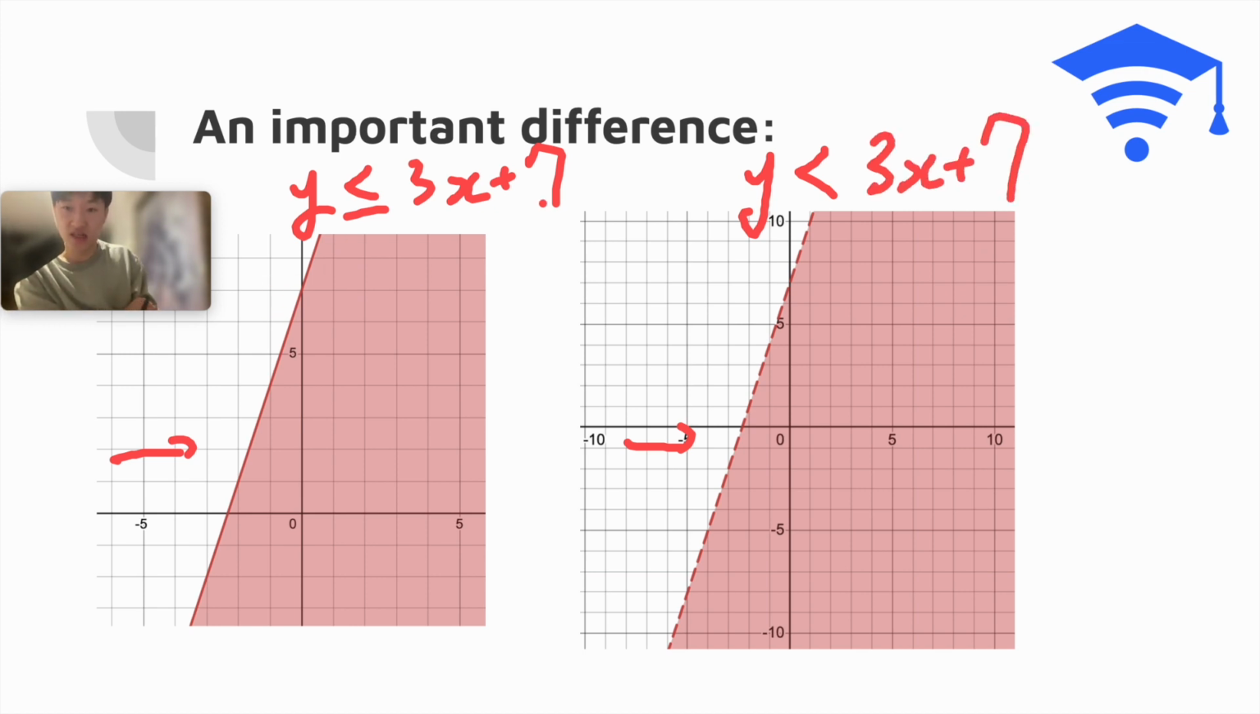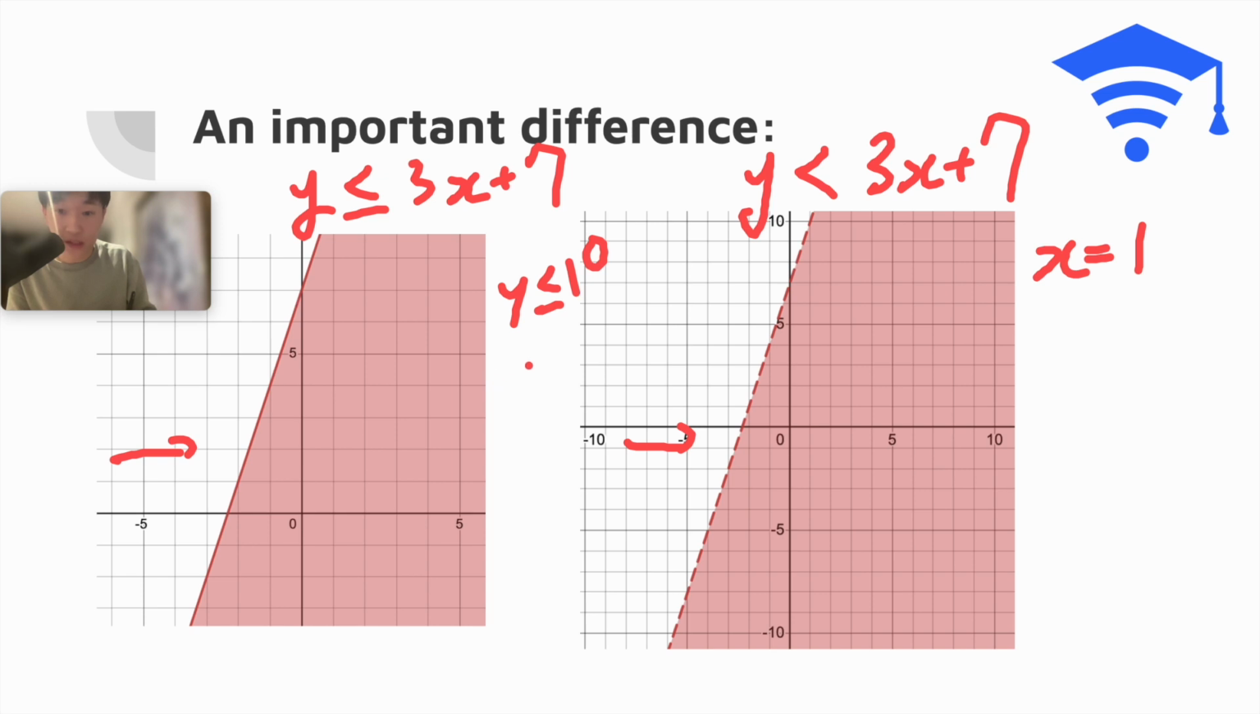This will actually change answers to questions if you're given something like, what can y be given x? Y can only be a certain range below a certain point with y less than. But if it's less than or equal to, then y can actually take some value that 3x plus 7 defines. Say, for example, x is equal to 1. Then, in the left-hand side case, you would have y is less than or equal to 3 times 1 is 3 plus 7 is 10. So y is less than or equal to 10.